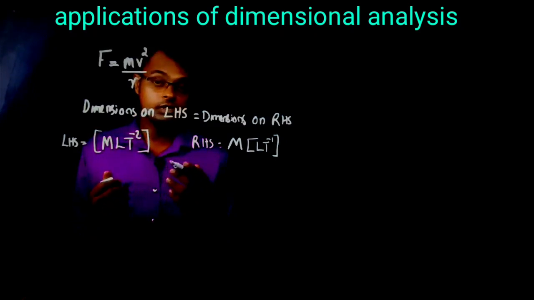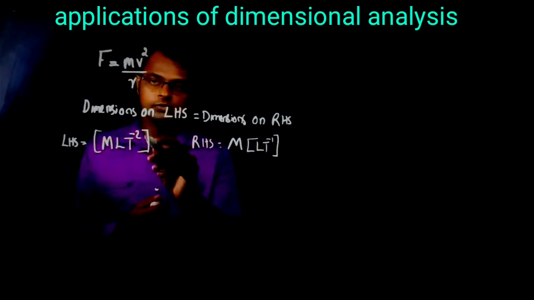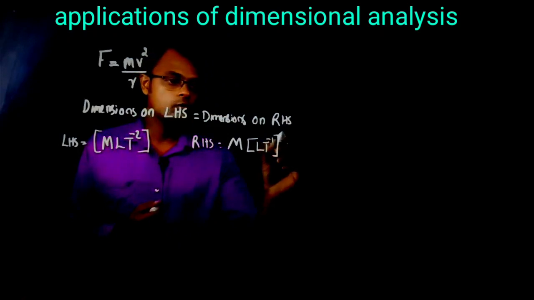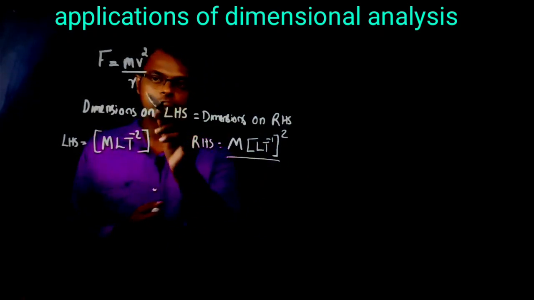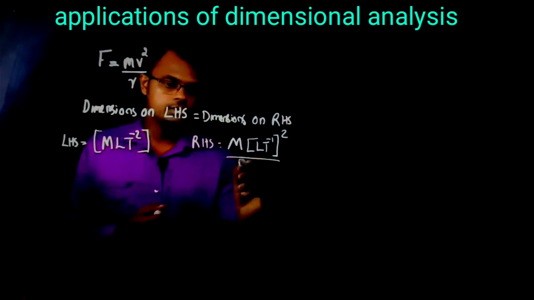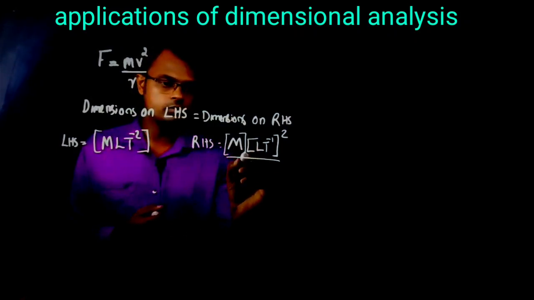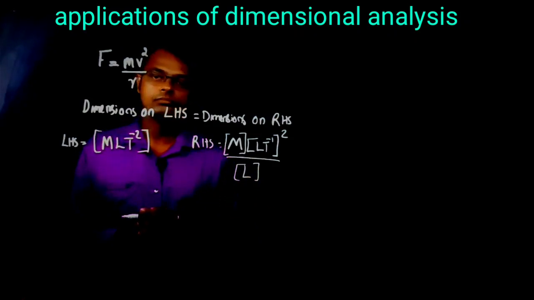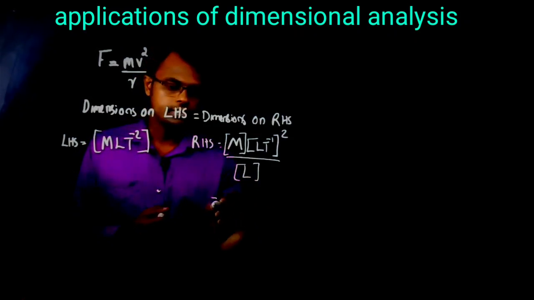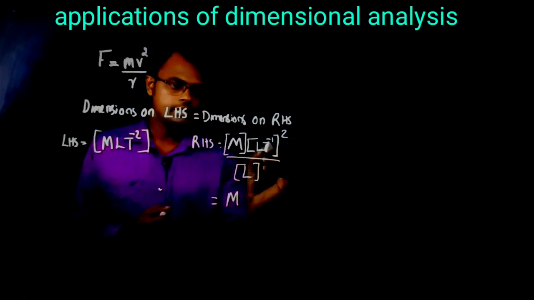Velocity is meter per second, so L T to the power minus 1. But we are using mv square here, so put a square on it. Divide by, next one, what? Radius. The radius dimension is once again what? Put it in square bracket. Radius is length, right? So capital letter L. Now you can open this bracket. M, only one M, then inside the square bracket L T to the power minus 1, all squared.